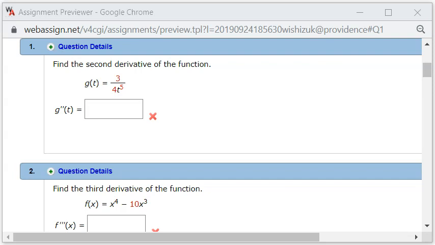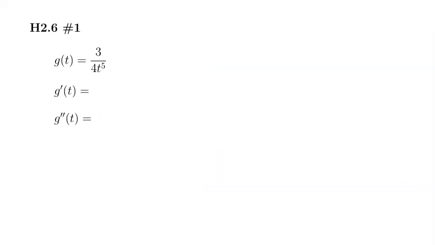All right, let's look at the homework 2.6, problem number 1. All right, so let's find the second derivative of this given function g of t. First thing I would do is, I don't like having a t on the denominator, so I'm going to pull out the 3 over 4, because that's just going to be a number, right?